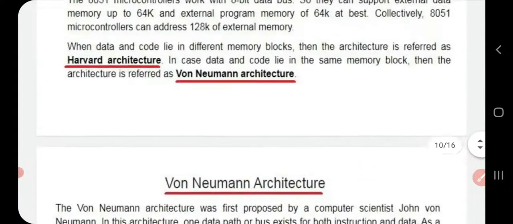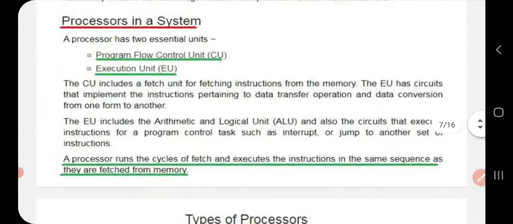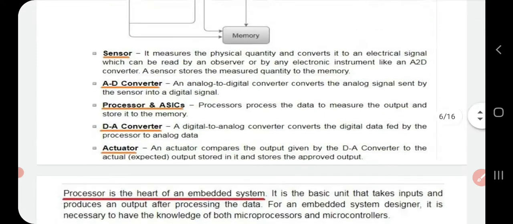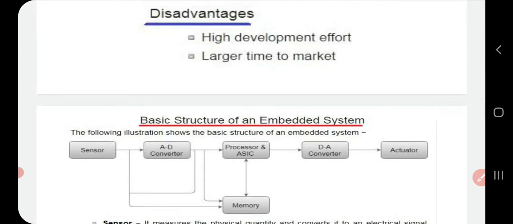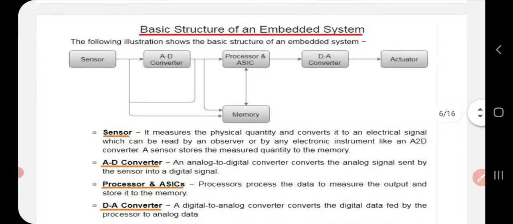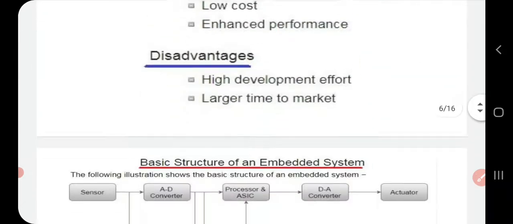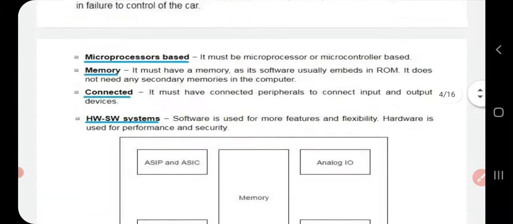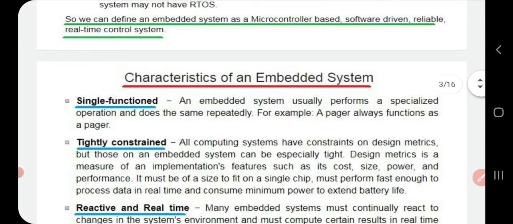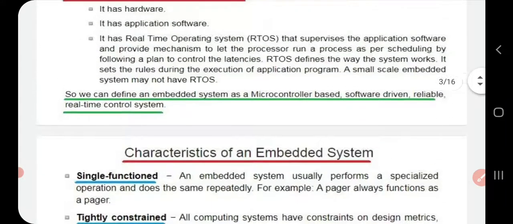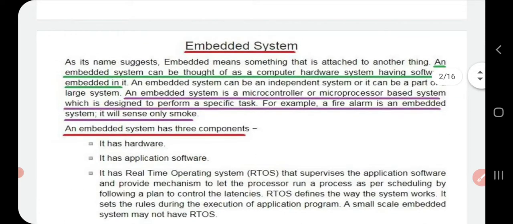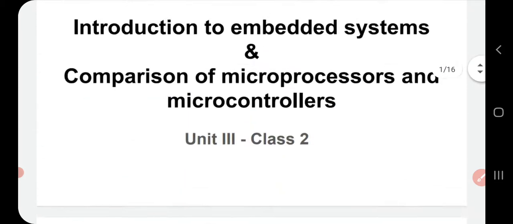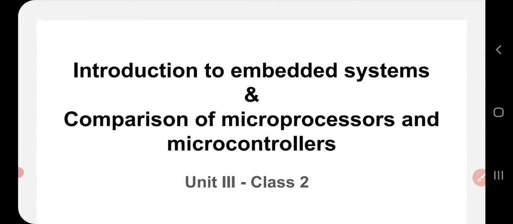Then the next one that we have studied is about the various parts of the block diagram of an embedded system: what is an embedded system, what are the various advantages and disadvantages, and the basic structure along with the diagram, and explain each of these terms, that is sensor, A to D converter, D to A converter, everything like that. Then, what are the characteristics of an embedded system, that is another question. Everything summarized in today's class can be asked as individual short answer questions or as an essay question as a whole. So today's session is important, so please go through it.